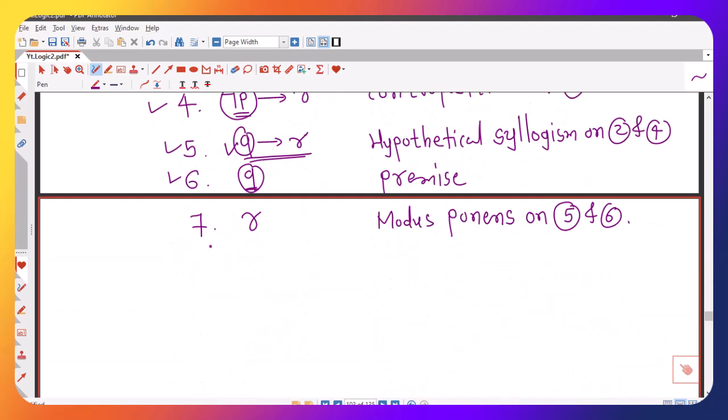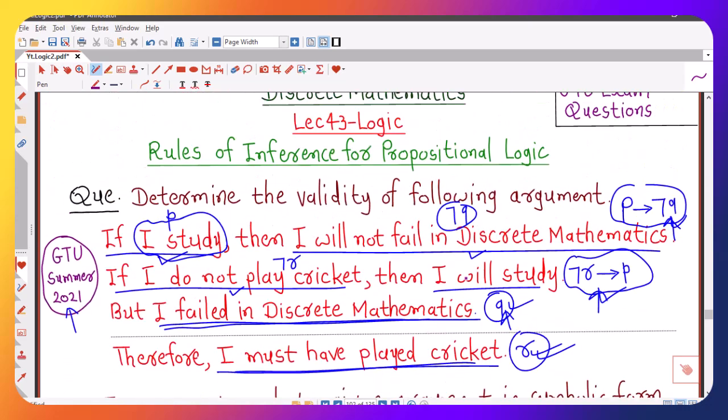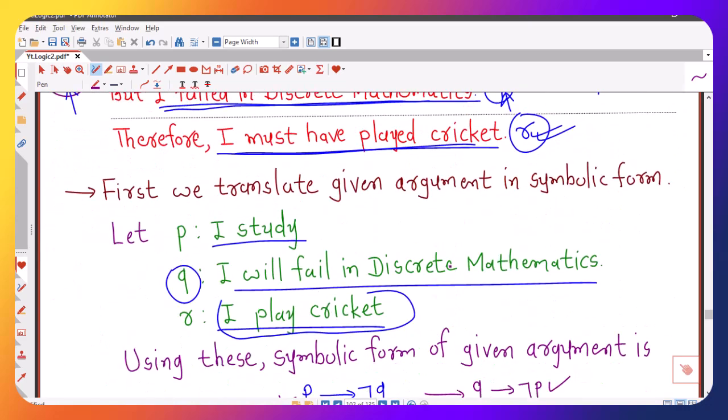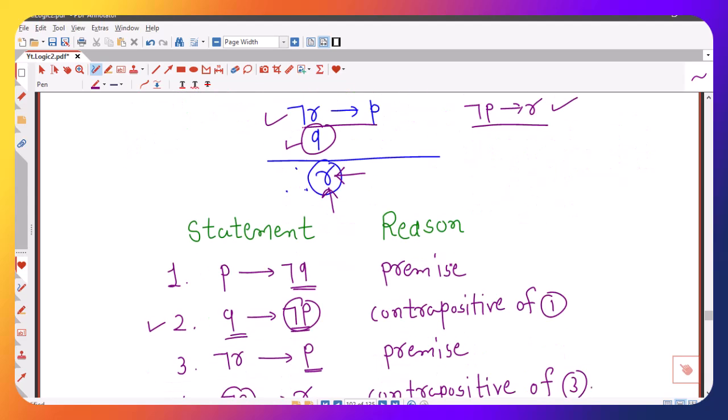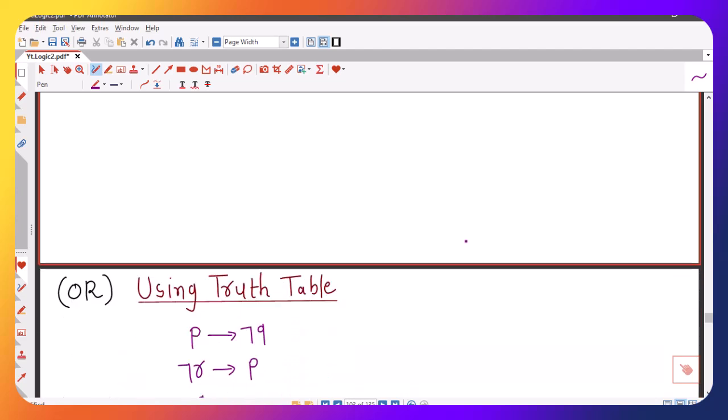So this proves that the given argument is valid. Therefore, using rules of inference, we are able to prove that the given argument is valid. So this is one way to determine the validity of a given argument. If you wish, you can use this method, and if you wish, you can use a truth table also to decide the validity of the given argument.